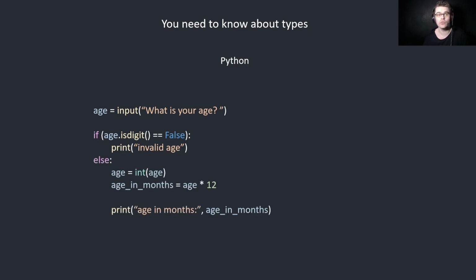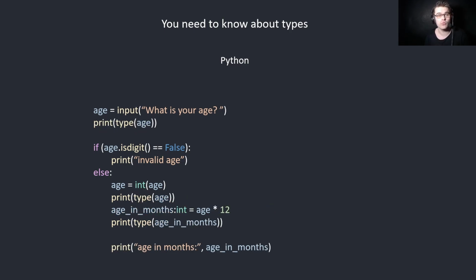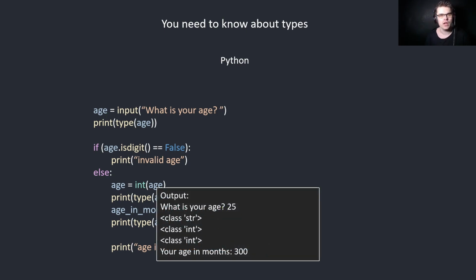And then we'd have to convert it to an integer. So age = int(age). And then we say age_in_months = age * 12. But say, for example, we're not sure what types these things are. Well, you can print type, and it will print the type of the variable, because we're kind of redefining age, which can be a bit confusing. And this gives us: what is your age? 25. class string, class int. So the string at the start, then we convert it to an int, then it's an int.